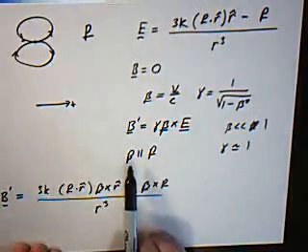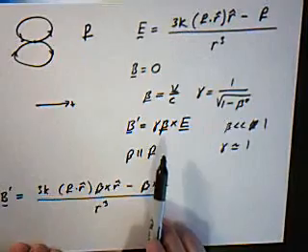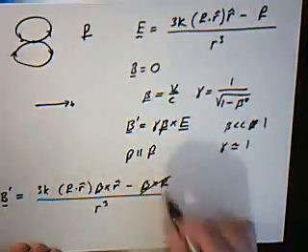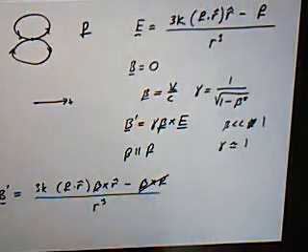Now, if you notice that since beta is parallel to the dipole moment, this cross product is automatically 0, right? Because sine of 0 is 0.